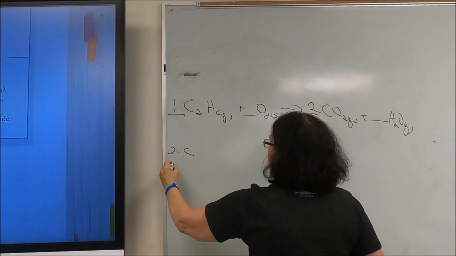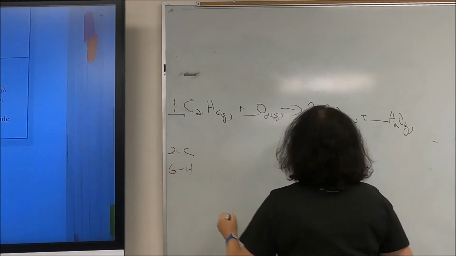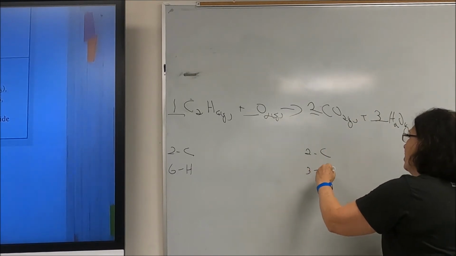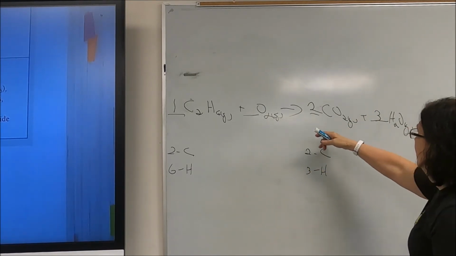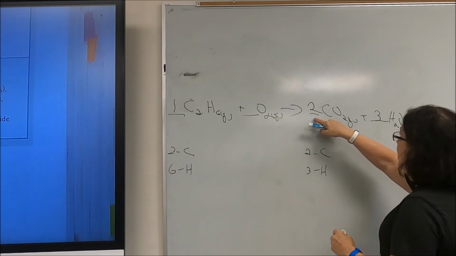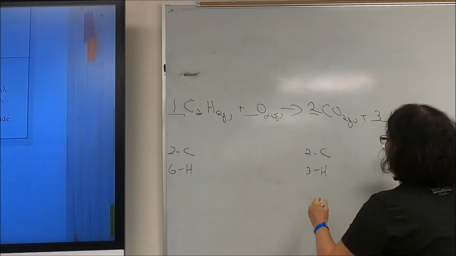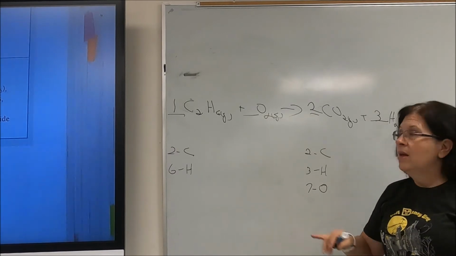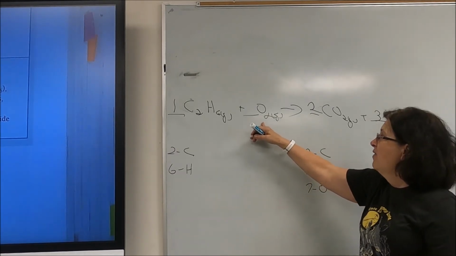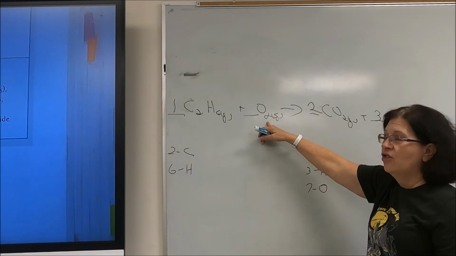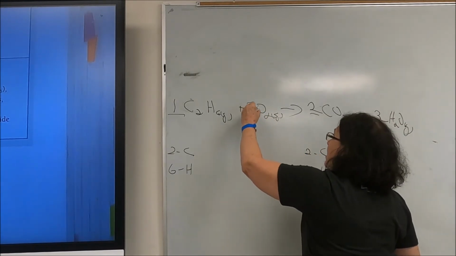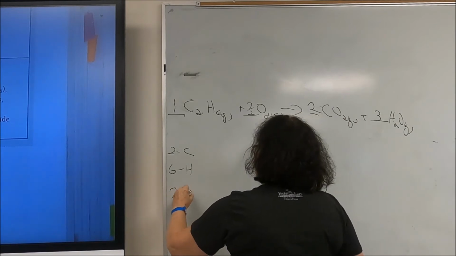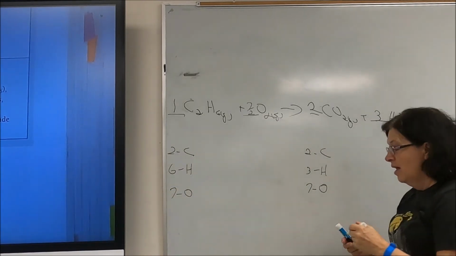By putting a 1 there, I've locked myself into 6 hydrogens. So I'm going to have to put a 3 there so that I've now got 6 hydrogens. Everything's got a coefficient over here, so I've got 4 plus 3, I've got 7 oxygens. Now, how do I get 7 here? Well, the molecule oxygen is O2, so think about 7 halves. 7 halves times 2 gives me 7 oxygens.